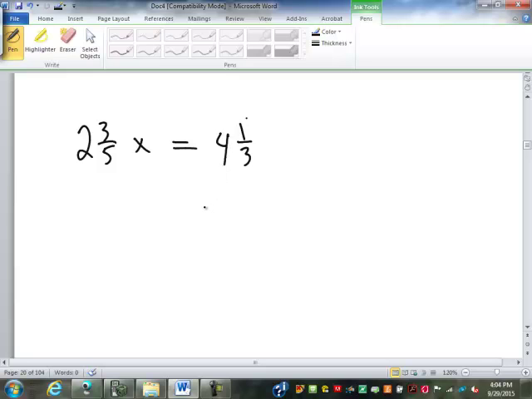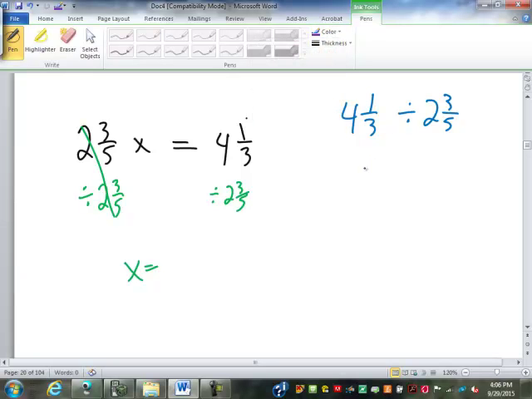So, in your notes, solve that one. So what do we have to do? X has been multiplied by 2 3/5, so we're going to divide by 2 3/5. So 4 1/3 divided by 2 3/5. First step is to make them improper. 4 times 3 is 12, plus 1 is 13/3. 2 times 5 is 10, plus 3 is 13/5.